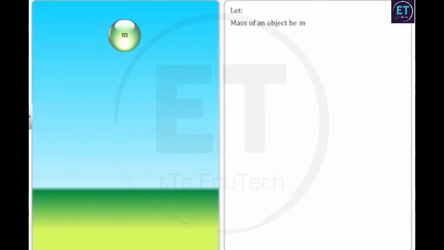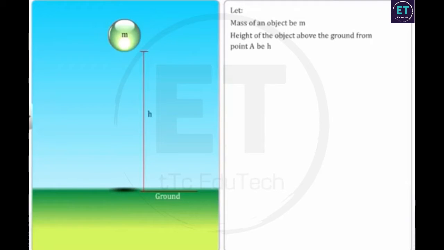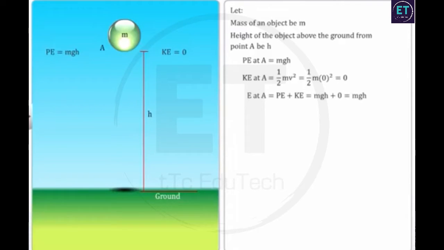Let a body of mass m be released from a height h above the ground. We can regard the point from which the body was released as point A. At this point, since the body is at rest, the potential energy is equal to the product of mass, acceleration due to gravity, and the height. The velocity of the body is 0, making kinetic energy also equal to 0. Hence, at A, the total energy is equal to the product of mass, acceleration due to gravity, and height. Let this denote equation 1.